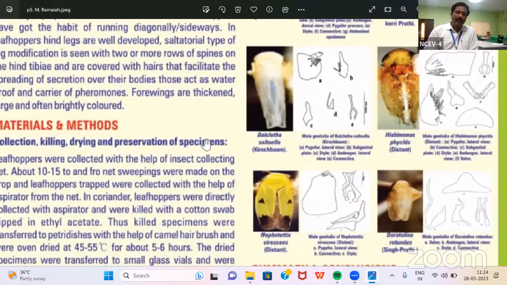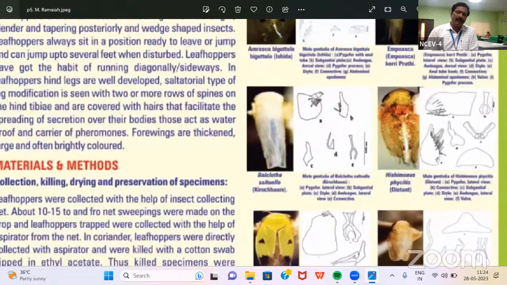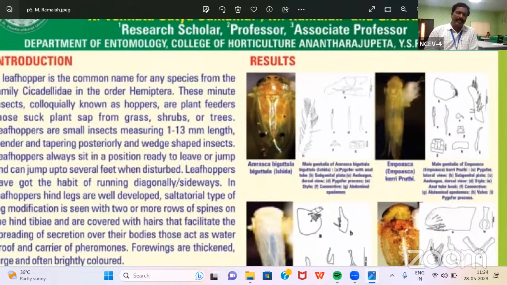Here you can see Amrasca biguttula. The tubular shaft of the aedeagus is slightly curved, which is the specific character of Amrasca biguttula. One more we can see is Empoasca kerri. The aedeagus shaft has a tubular knot, and you can observe that the genitalia shaft is bifurcated.